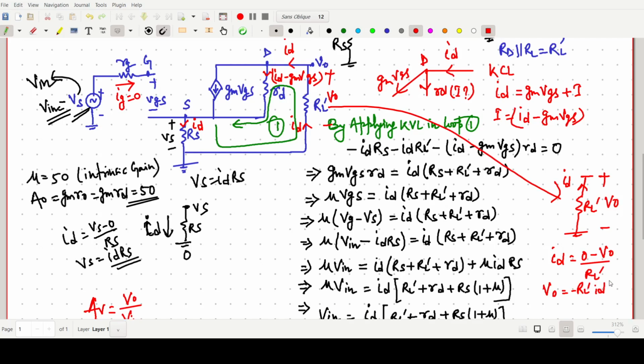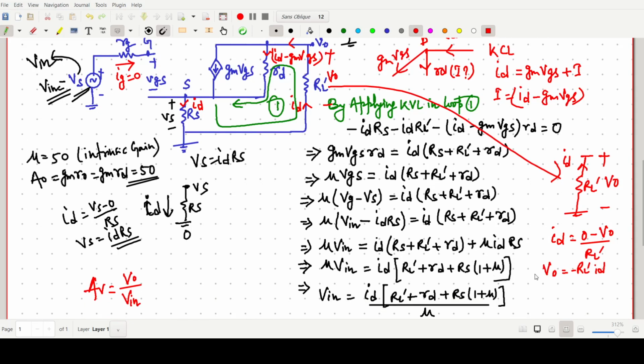Very simple concept. V naught equals minus RL dash into ID. This V naught is nothing but ID into RL dash, but it should be negative because the current is going from the higher potential V naught to the lower ground potential, zero. The current flows through RL dash with a negative sign, which gives the value of V naught.